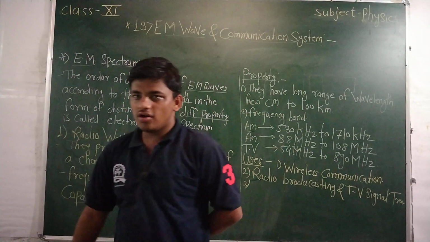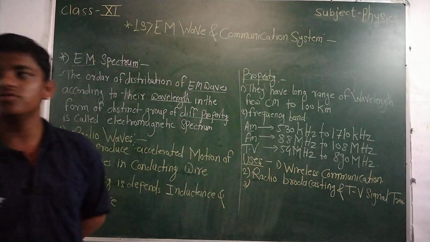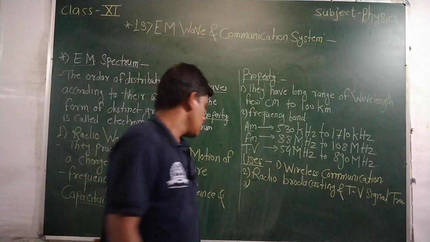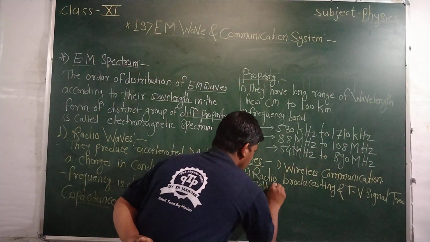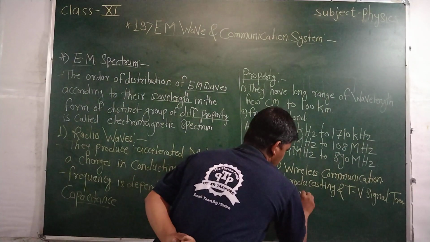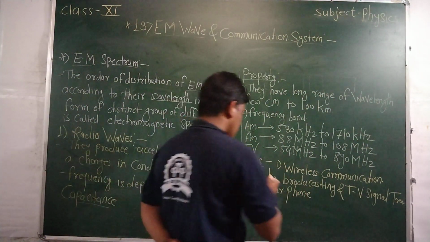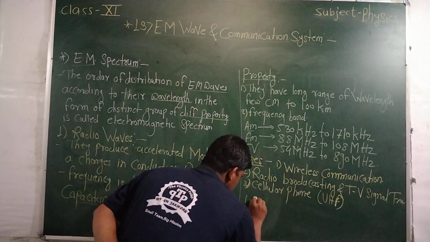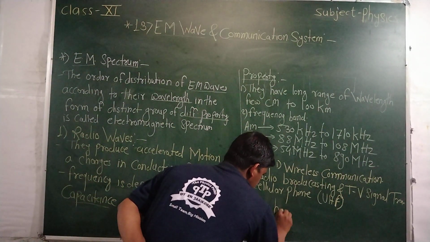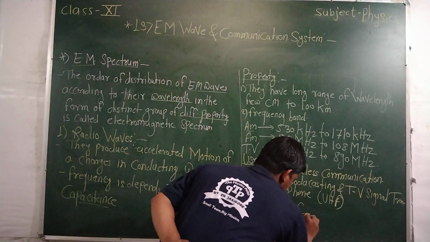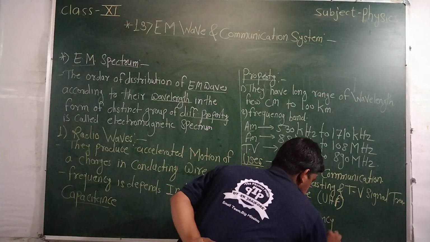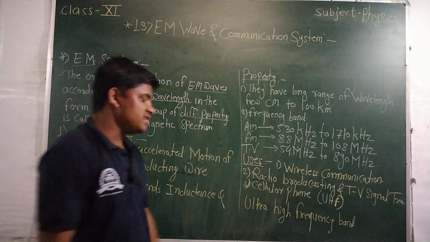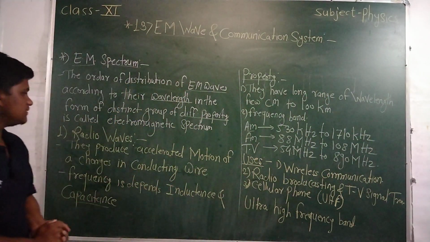The third use is that radio waves are used in cellular phones for telecommunications with the UHF band. UHF means ultra high frequency band.